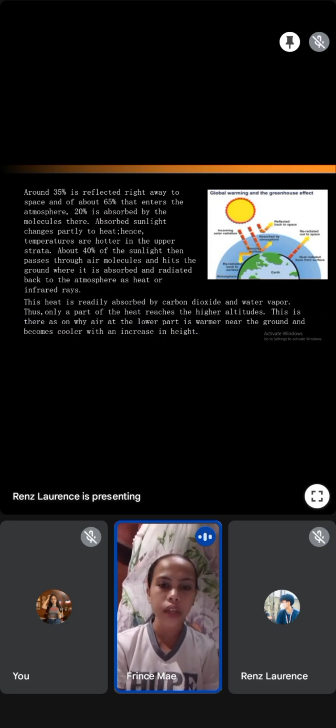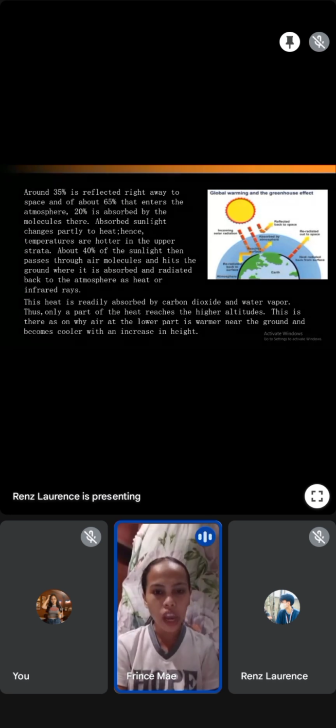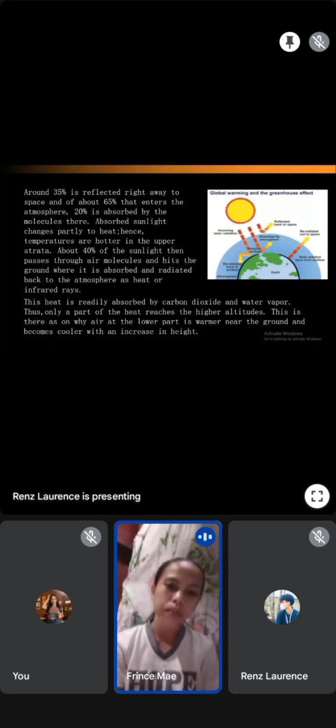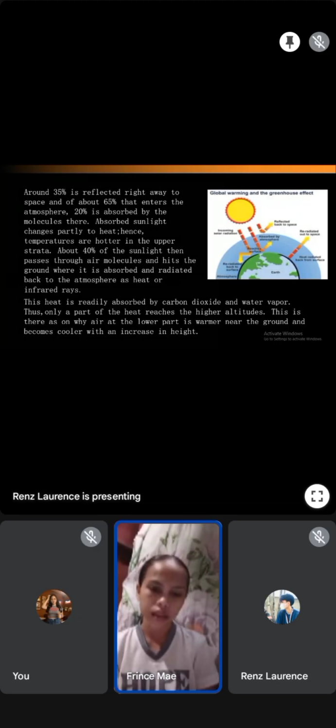This heat is readily absorbed by carbon dioxide and water vapor. Thus, only a part of the heat reaches the higher altitude. This is the reason why air at the lower part is warm near the ground and becomes colder with an increase in altitude.